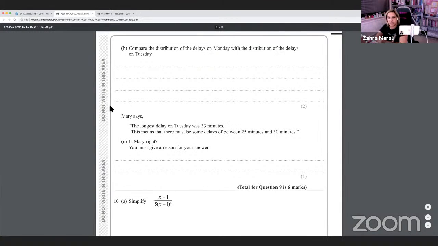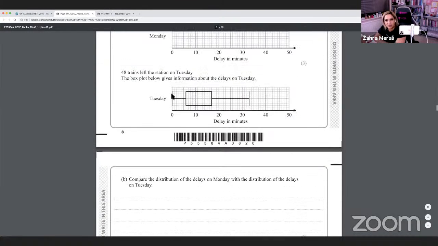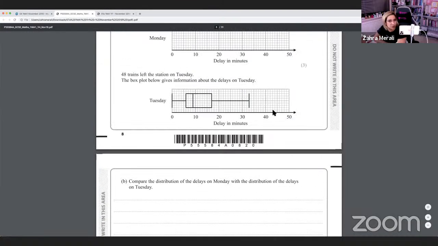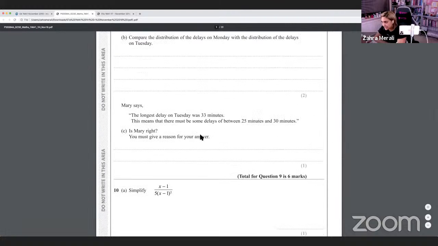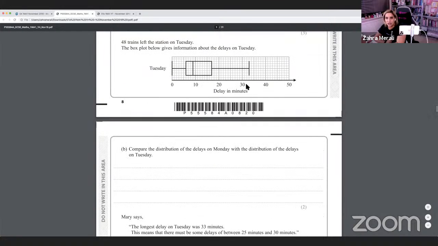And then it says the longest delay on Tuesday was 33 minutes. This means there must be some delays of between 25 and 30. Well, no, there's nothing to tell us that. We don't know what numbers this is made up of. So Mary is not correct because we don't know if there were delays between 25 and 30. We only know that there were 12 delays between 17 and 33 because we only know the 3/4 amount.